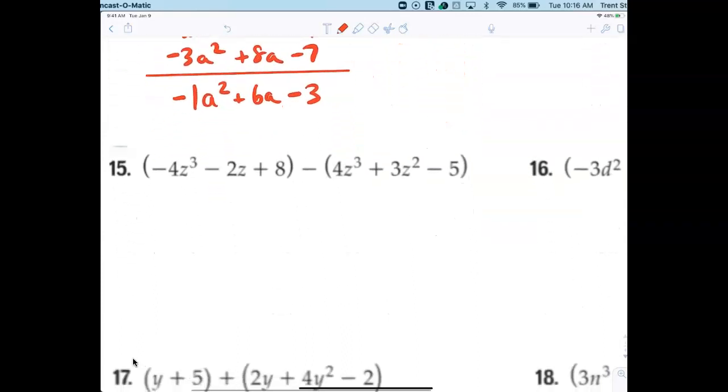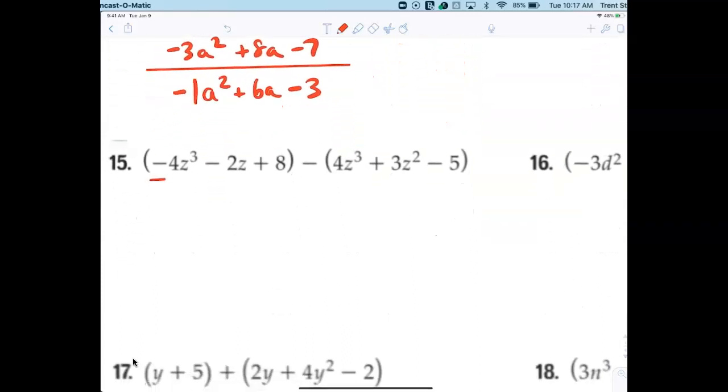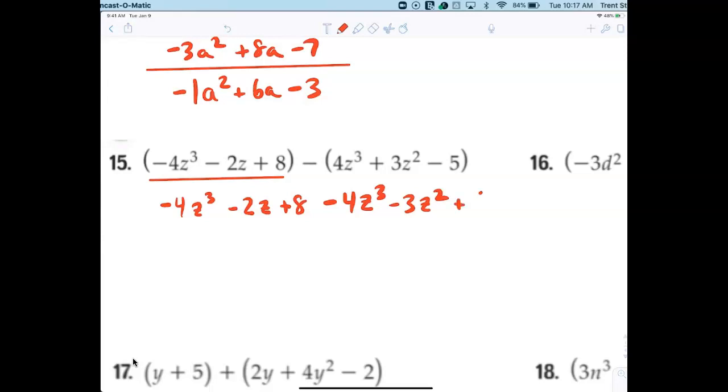So now let's take a look at 15. Now I'm going to write this in descending order. All right. So watch. Negative 4z cubed minus 2z plus 8. Now we're going to distribute the negative. When I distribute the negative, I get what? Yes, thank you. Negative 4z cubed. Then what? Negative 3z squared. And then what? No. Positive 5. Does everybody see that?